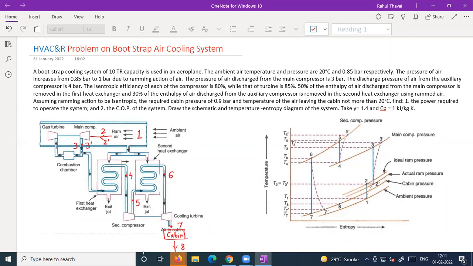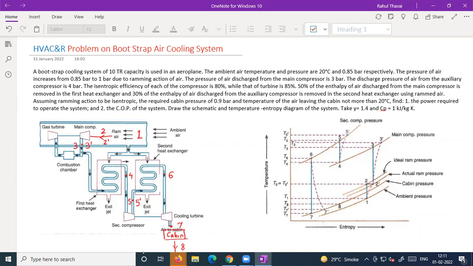Okay, so again that compression, that is from 4 to 5, it can be ideal or it can be actual. So 4 to 5 is the ideal compression, 4 to 5 dash is the actual compression. So this point you can mark as 5 or 5 dash, right? 5 stands for ideal, 5 dash stands for actual.